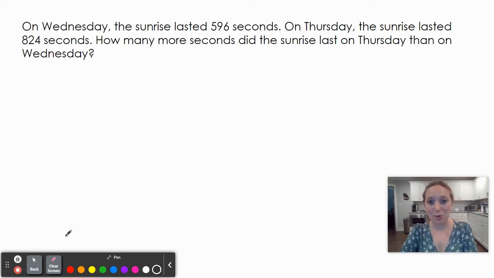Today we're going to review how to solve a word problem. So first we're going to read it once, then we're going to read it twice, and as we're reading it, we're going to think, what do we know and what are we trying to figure out?